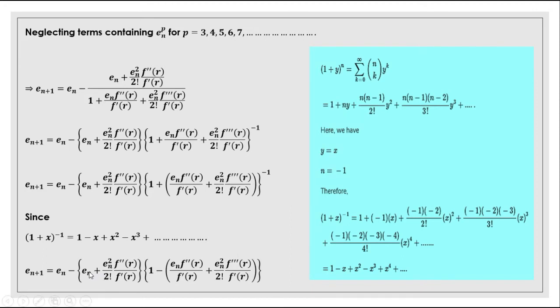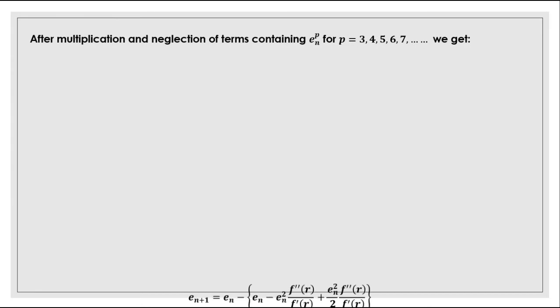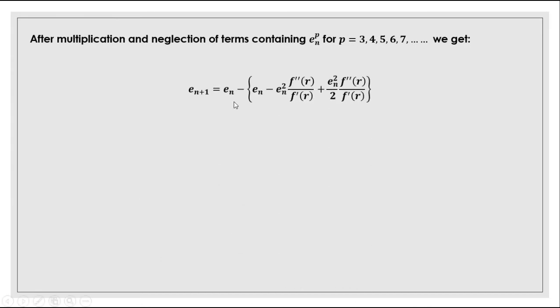Now once again multiplying these two terms and neglecting the e_n cubed term and greater, we will get here that e_(n+1) is equal to e_n minus e_n squared. But once again remember that we have neglected all those terms having e_n cubed and greater power. For e_(n+1), after multiplying this minus sign into this term, we will get minus e_n, and multiplying minus minus will become positive, and plus minus will become minus.